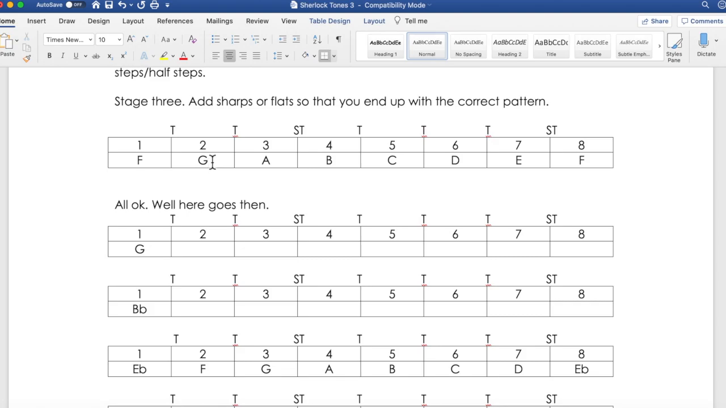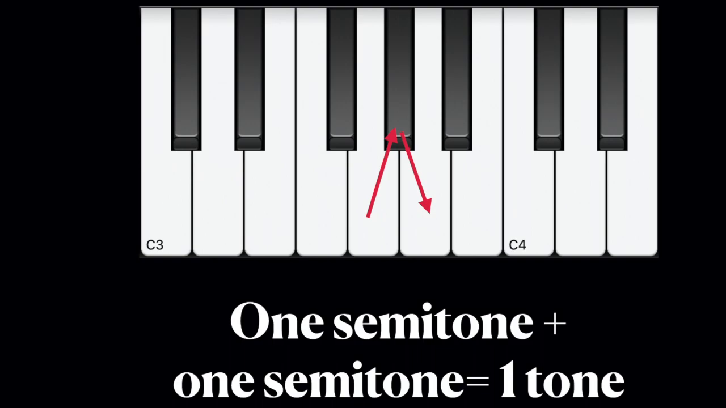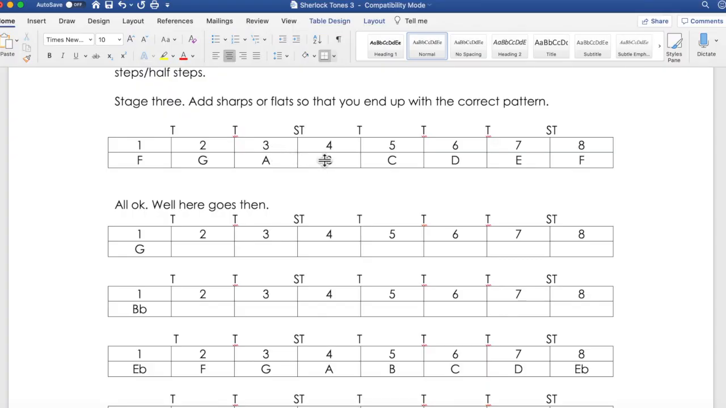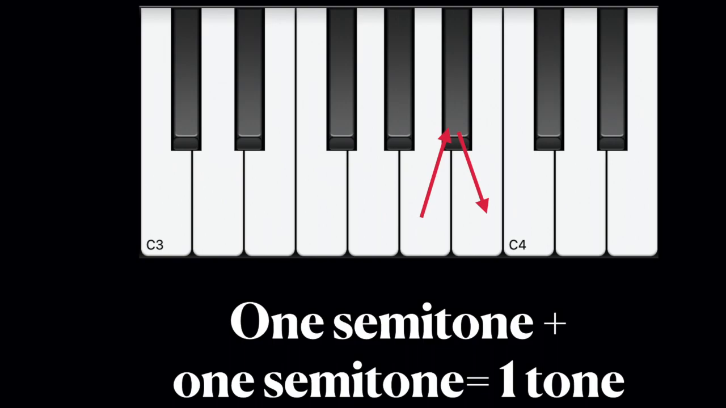G is fine. Then we go to G to A. The interval between notes 2 to 3 in a major scale needs to be a tone. You would hold G and A down. If you've got a spare flappy note in the middle, you would be fine. Then you would get to note number 3 to 4. It needs to be a semitone. If you held down A to B, you'd find out that's actually a whole tone.